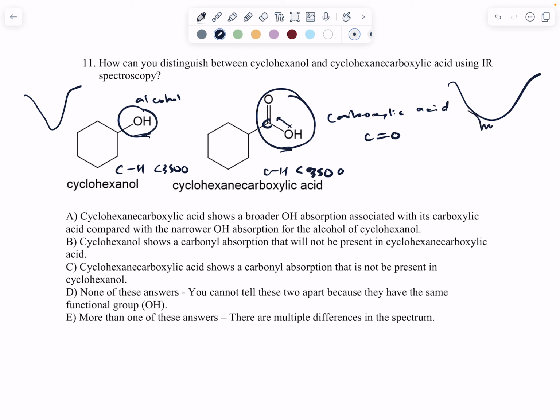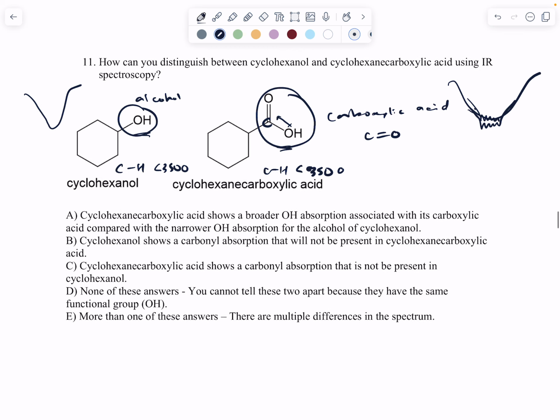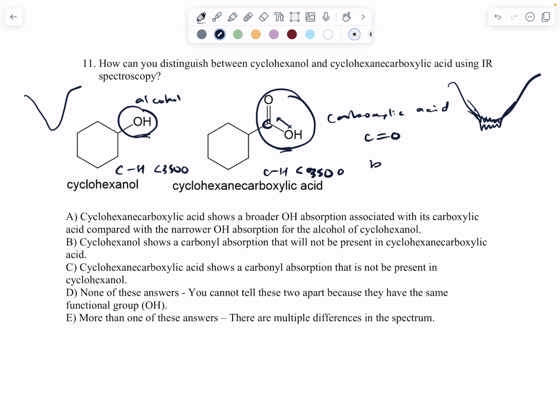And usually the carbon-hydrogen bonds, like in a carboxylic acid, kind of come down like that. So those are the two things I'm looking at. It's going to be a broader peak with that characteristic shape of a carboxylic acid. But then the other thing is I'm looking for this C double bond O. So I'm going to just start looking for true statements.